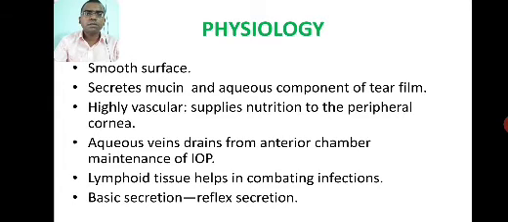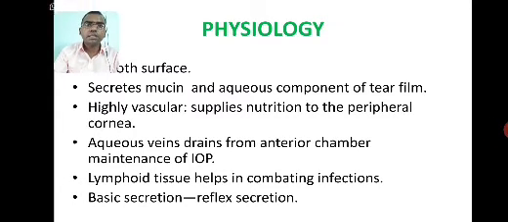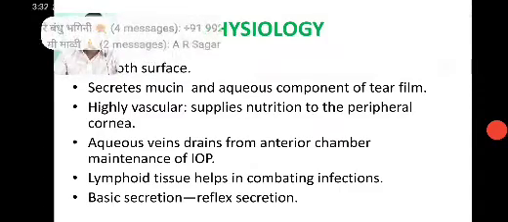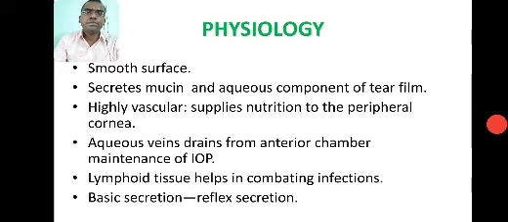The mucous layer, which is the important layer of the tear film, is secreted by the conjunctiva. It is a highly vascular structure and supplies nutrition to the peripheral cornea. Aqueous veins drain from the anterior chamber and maintain the IOP. Lymphoid tissues help in combating infection.